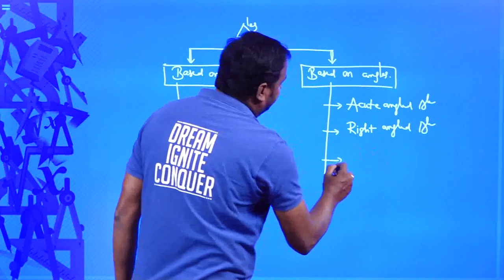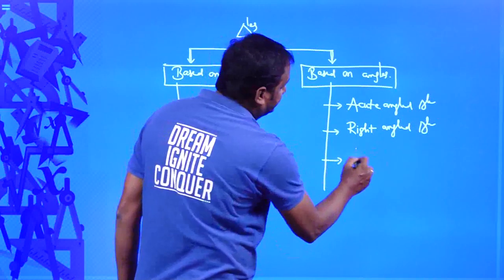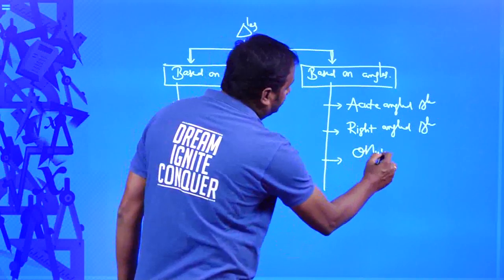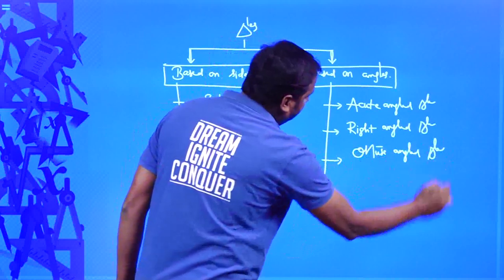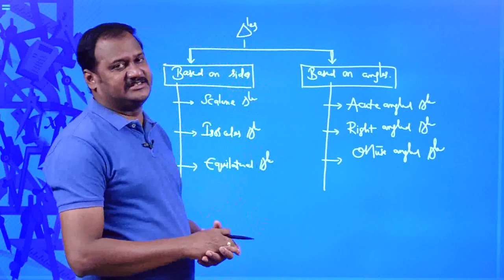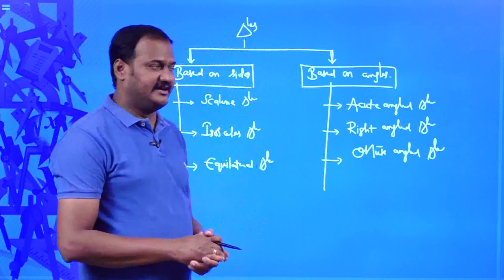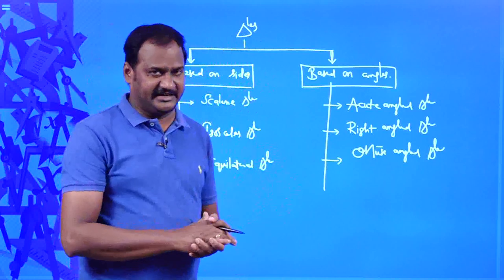And what is the next triangle? The next triangle is obviously obtuse angled triangle. You already learned all these things in your grade 7 and grade 8. That is why I am just writing their names.